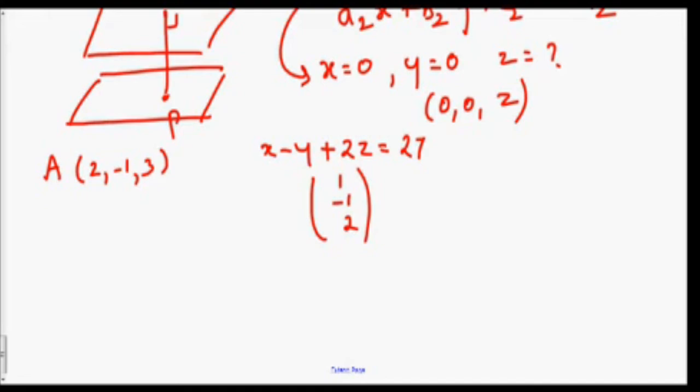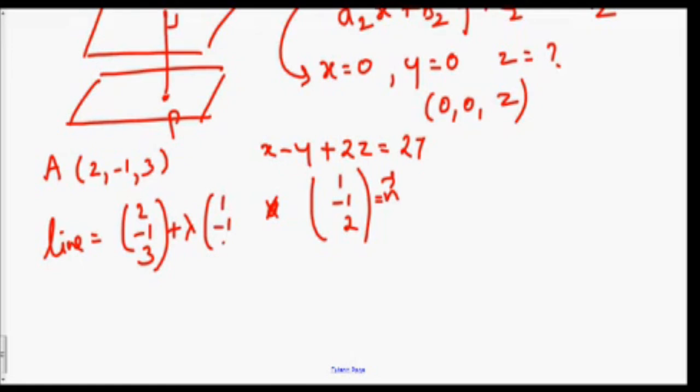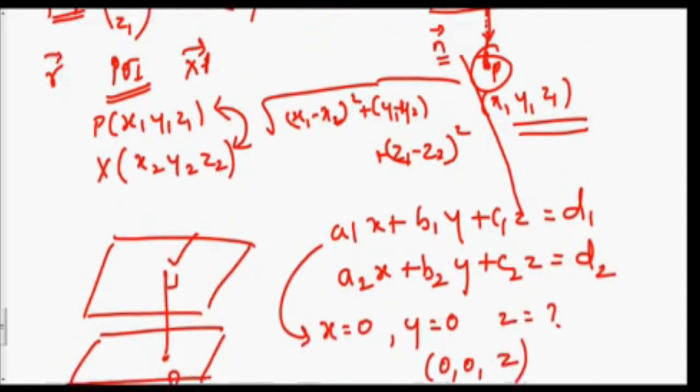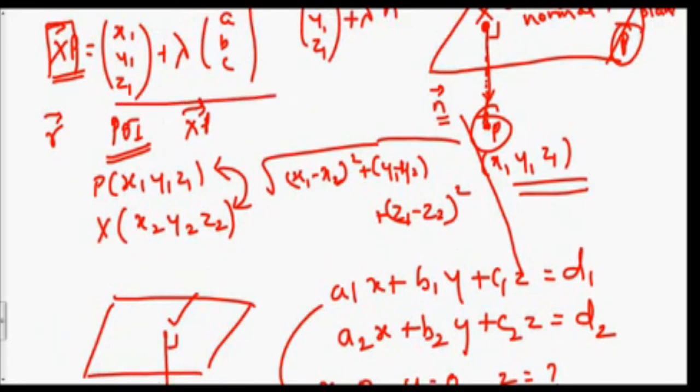The second step was to find the line passing through the point. This n is the direction vector of the line through A. So the equation of the line would be 2, minus 1, 3 plus lambda times 1, minus 1, 2. This will be the equation of the line. This is what we did here, right? We have found the equation of the line.